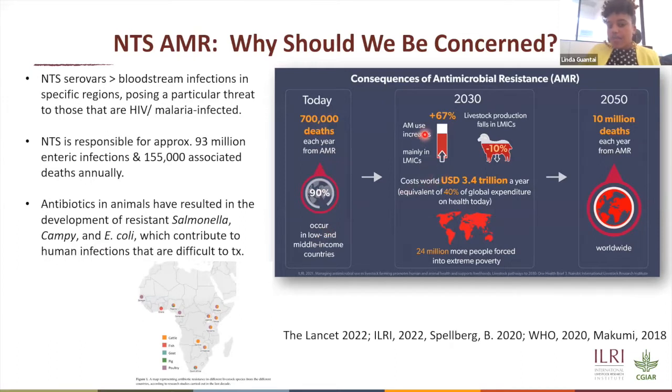Antimicrobial usage is expected to increase by 67% by 2030, which will lead to a decrease of about 10% in livestock production in low and middle income countries. This will cost the world about $3.4 trillion a year, and 24 million people will be forced into extreme poverty. By 2050, 10 million deaths each year will be attributed to antimicrobial resistance.